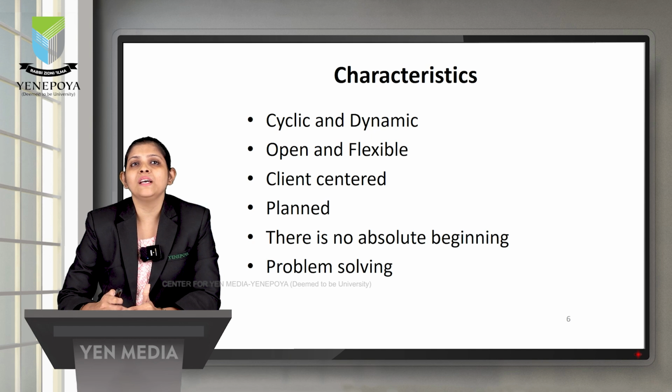Always when we plan the assessment, it should be client centered. We should focus on the patient, their disease and their status, and it should be planned. So our assessment should be planned. There is no absolute beginning for assessment and there is no absolute end. And always we should focus on problem solving.